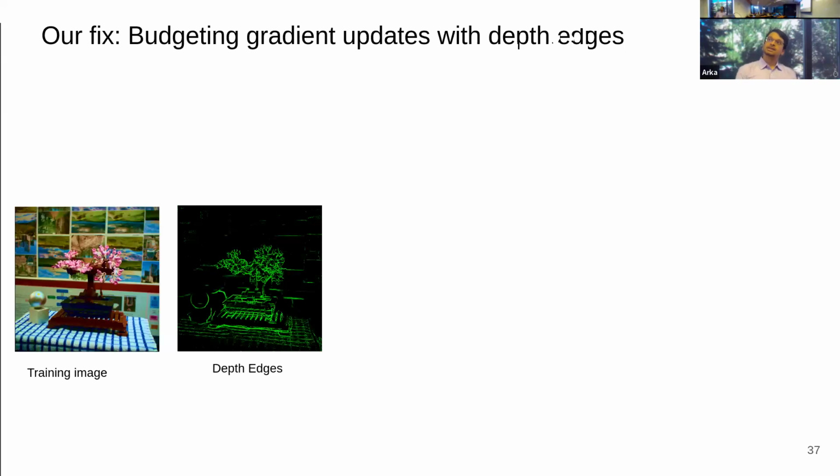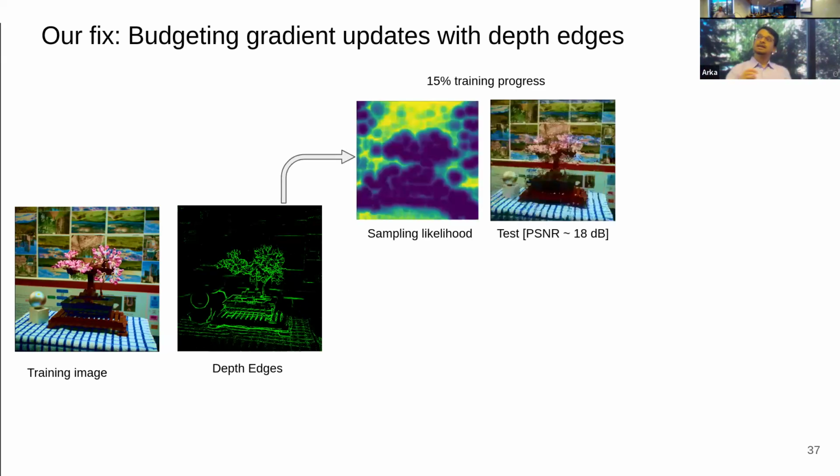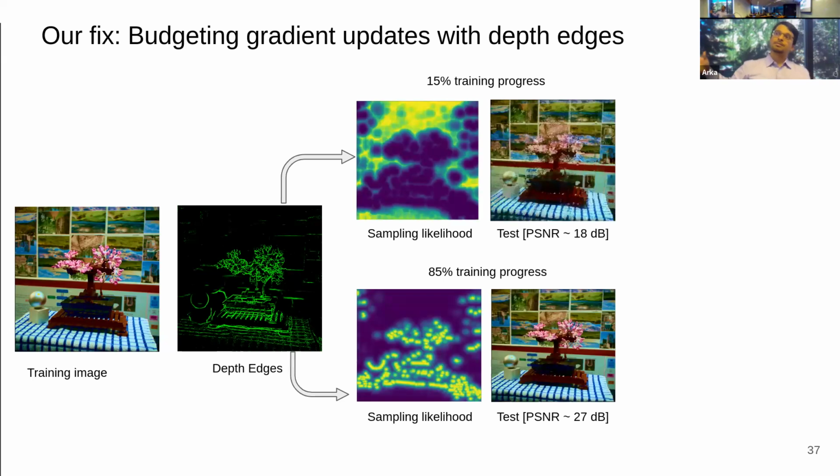So our fix for this is really simple. We want to budget gradient updates with depth edges. What I mean by that is for every single training image, we have the pixel location of the depth edges. Now, in the initial part of the training, when the network is not initialized, we would like to focus on learning the easier parts of the scene, that is the parts of the scene which do not have that many depth edges. As the network warms up and we get into a reasonably good local minimum, we would start preferentially sampling the harder parts of the scene, that is the parts which have a bunch of depth edges and creases and stuff like that.